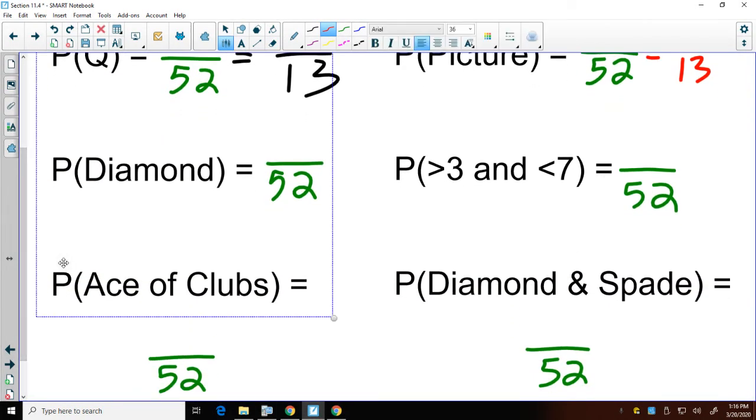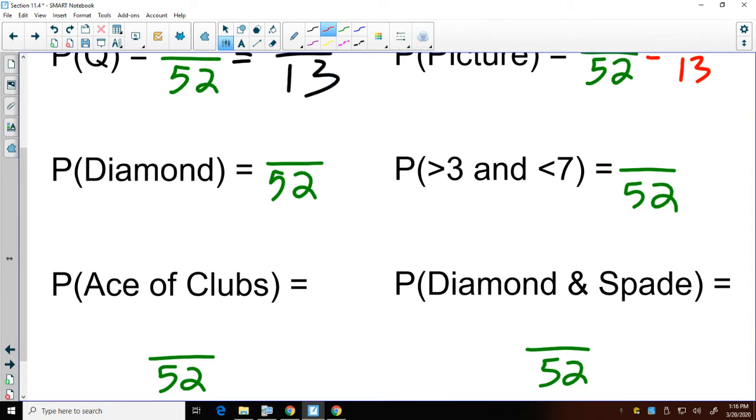Diamonds. How many diamonds are there? Again, if you look at my previous slide, I told you how many diamond cards there were. There were a total of 13. You got it. So if you put 13 over 52, reduce it, you get 1/4. And that makes sense because there are 4 suits, okay? And you want only diamonds, so that's 1 group out of the 4.